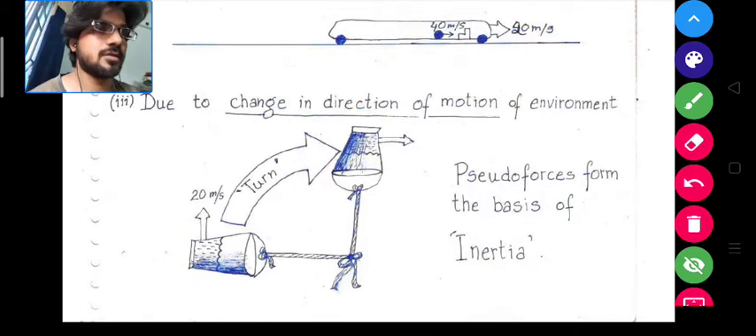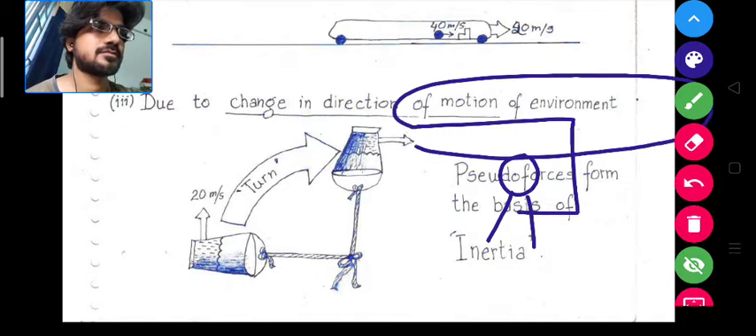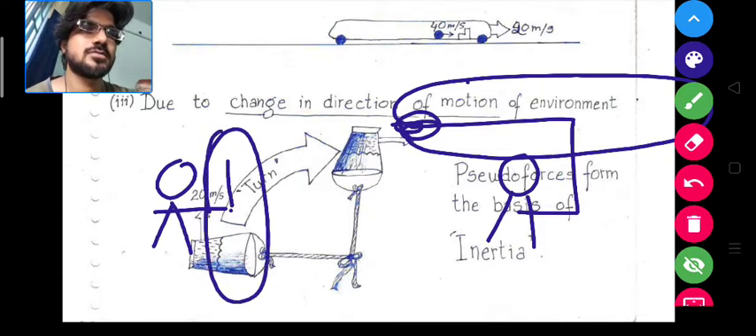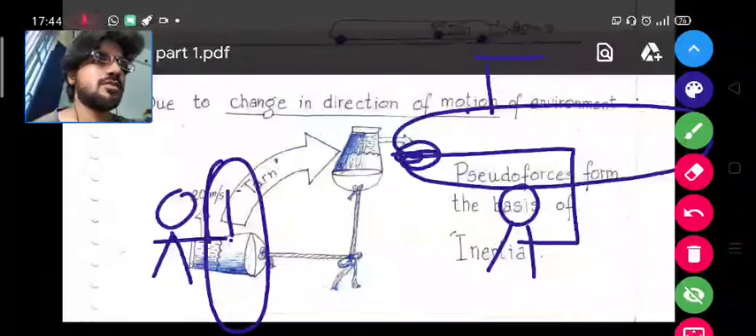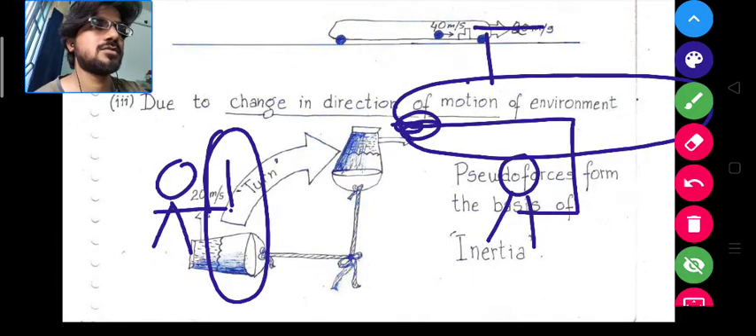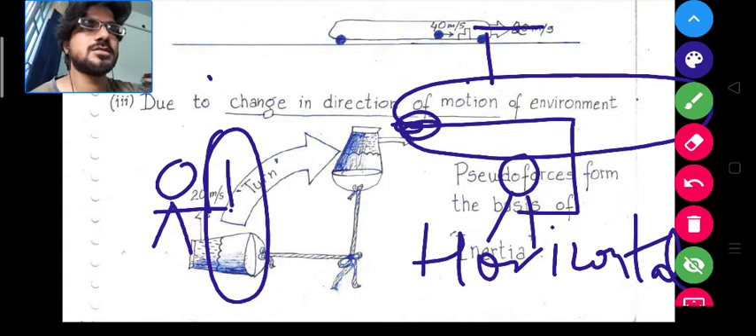See, there are two kinds of circle. One is a man standing and rotating a thread like this, okay, and the second is a man standing and rotating something like this. This is a horizontal circle. And this is a vertical circle.